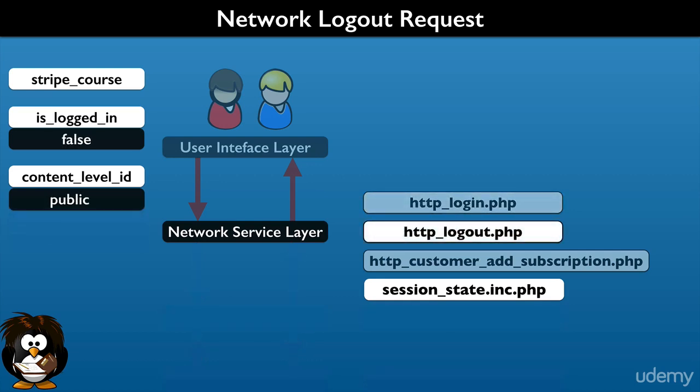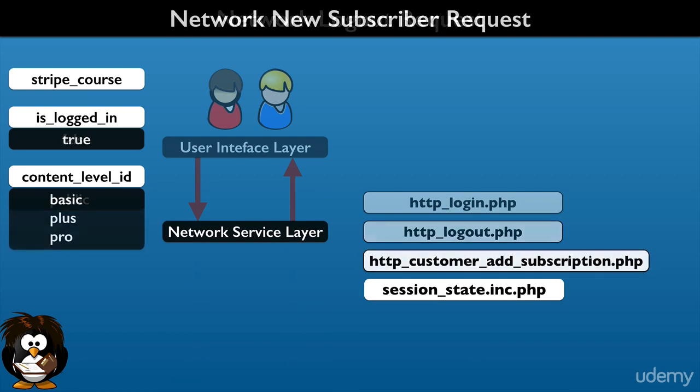Then we add another network request for handling logging the session out. This will set the content level to public. Then we will update the network request for adding a new subscriber. This is a simple change to update the session to a logged in state, and also we will set the content level access to match the subscription plan.